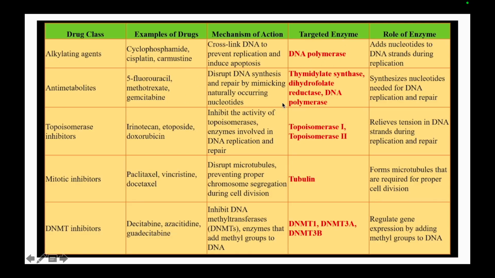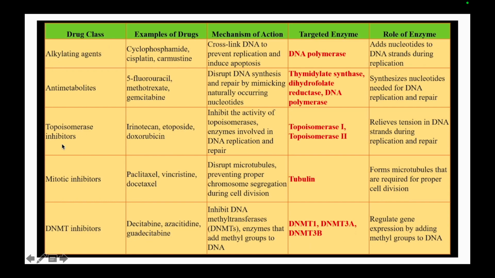So they target thymidylate synthase and dihydrofolate reductase. These enzymes are mostly used in purine synthesis, and they also target DNA polymerase. Again, thymidylate synthase and dihydrofolate reductase are used in the synthesis of purines and pyrimidines. So again, it will block the DNA replication of rapidly dividing cancer cells.